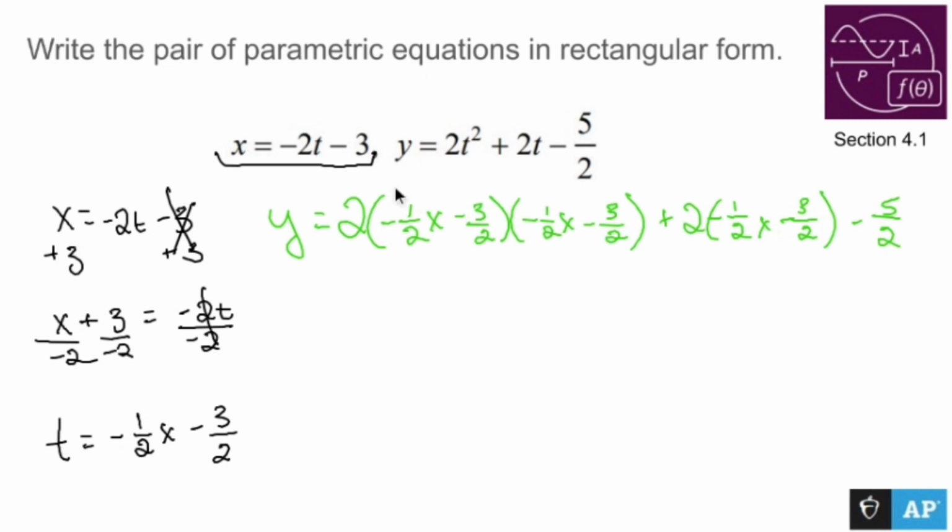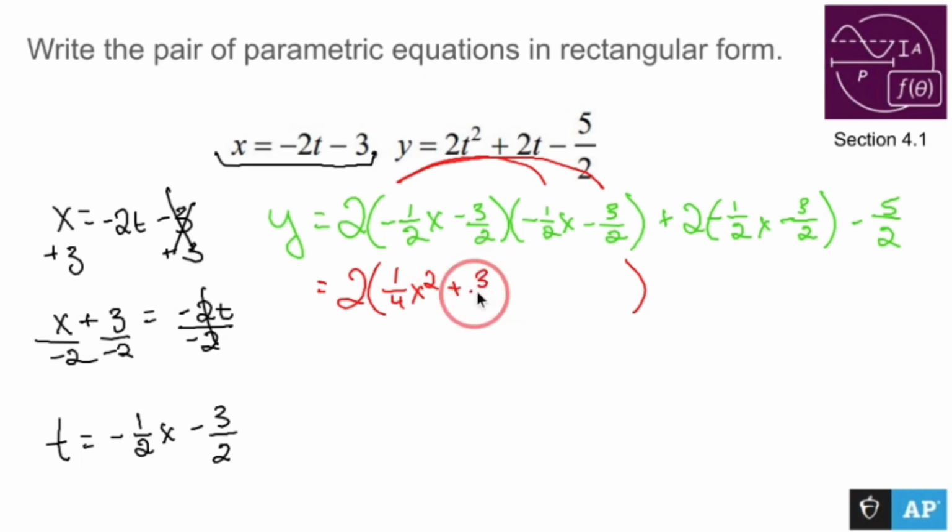Okay, let's FOIL this out. So 2 is just living. Okay. -1/2 times -1/2 is +1/4 x squared. Negative times a negative is a positive. 1/2 times 3/2 is 3/4. So plus 3/4, that's going to be the same. So plus 3/4 is 3/2. So plus 3/2 x. And then you're going to become plus 9/4.